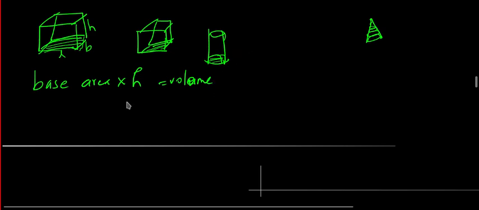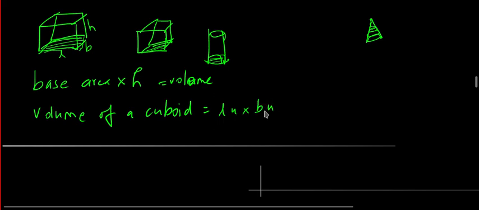all these three solids. So the volume of a cuboid will be: base area is L units into B units. So L into B becomes LB square units. And this is the base area, and we need to multiply by the height also, which is H units. So totally we have LBH cubic units. This is the volume of the cuboid.